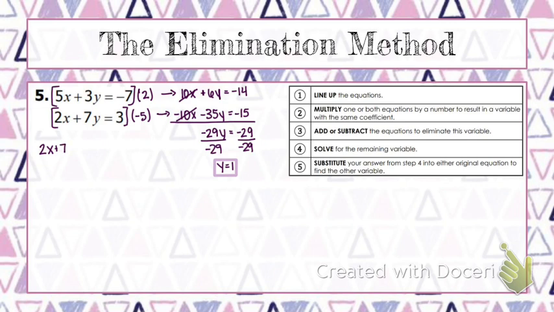So we get 2x plus 7 times 1 equals 3 because y equals 1. 2x plus 7 equals 3. Subtract 7 from both sides. 2x equals negative 4. Divide both sides by 2 to get x equals negative 2. So when we write our final answer, we have negative 2 comma 1.